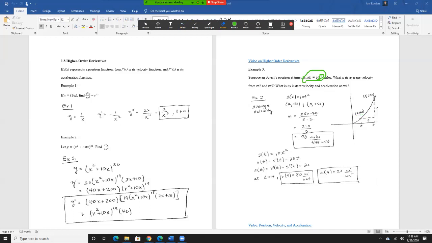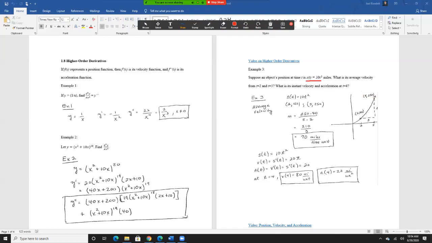So what about the position after 5 units, 5 seconds or 5 minutes, 5 hours, whatever the case may be? If we want to know the position after 5 hours, then I would just plug in 5 for t, and of course 5 squared is 25, and then 25 times 10 is 250. So I know that after 5 minutes or 5 seconds, this thing has gone 250 miles. So I can track the distance this object has traveled. You tell me the amount of time that it has been traveling, and I can tell you its position.